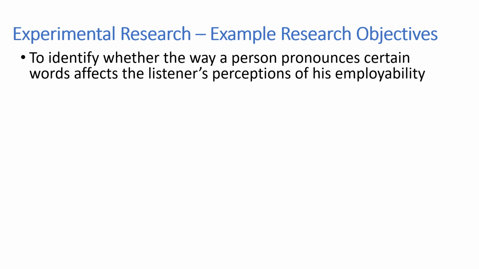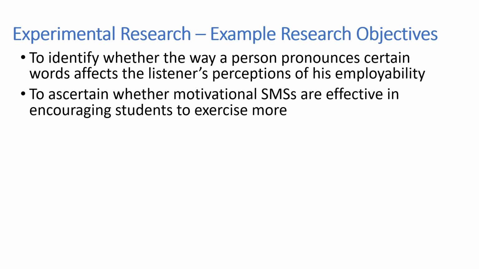to pronounce words in a certain way and certain participants to pronounce words in other ways, and we compare these groups in terms of the dependent variable, which is the listener's perception. So we would also collect quantified data on listeners' perceptions of employability and see whether there is an effect in how the listener views the person in terms of how they pronounce certain words.